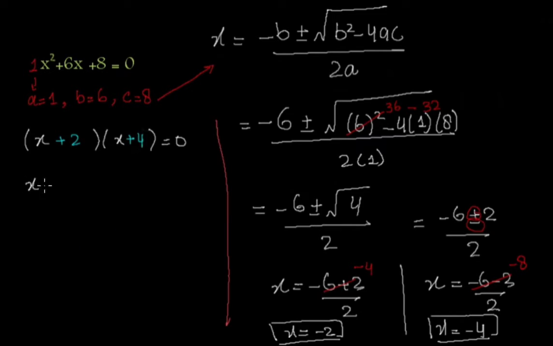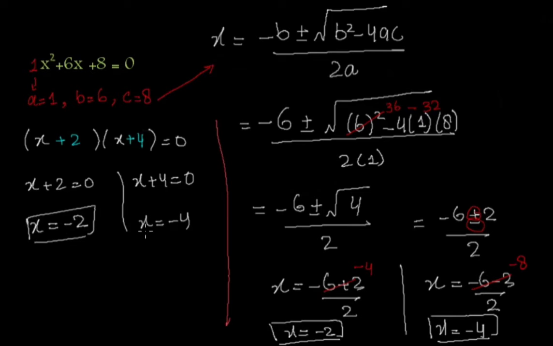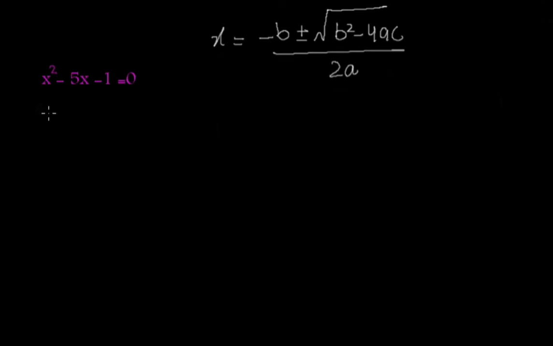So you get x plus 2 is equal to 0 and x plus 4 is equal to 0. And if you simplify, it's x is equal to negative 2 and x is equal to negative 4. So definitely you get the same answer. Now let's take a look at another example.